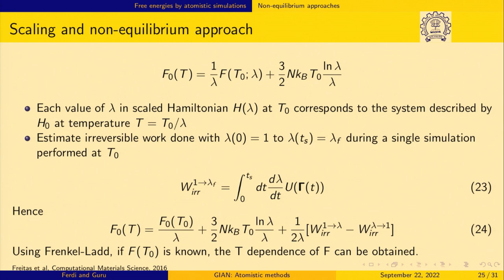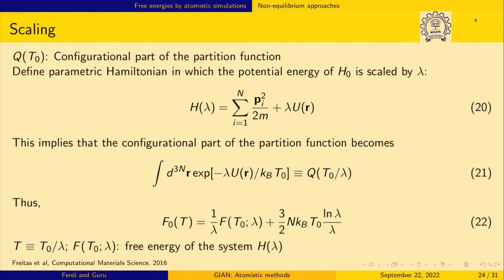Okay. What it is basically doing is to take the Hamiltonian and somehow scale the potential energy of the Hamiltonian with a scaling function. And with some math tricks, you can show that the expressions are identical to what we have been looking for in the Frenkel-Ladd path. And using Frenkel-Ladd, you always need a reference. For Frenkel-Ladd, the reference is the Einstein crystal. For this, now you can take from Frenkel-Ladd what you got for a particular temperature as the reference.